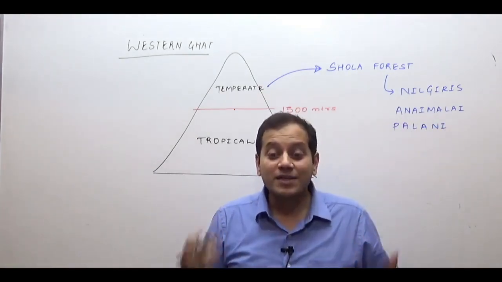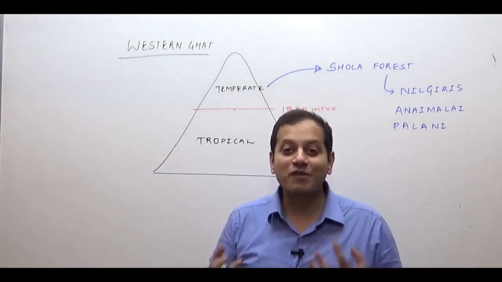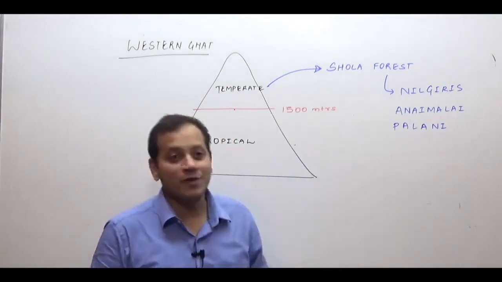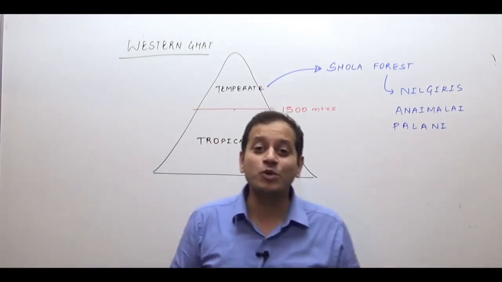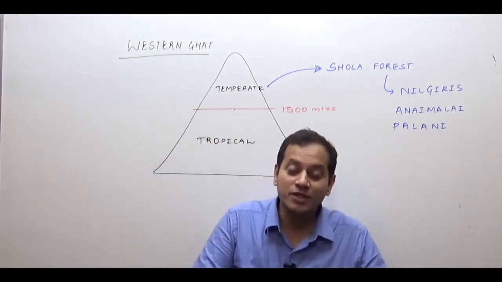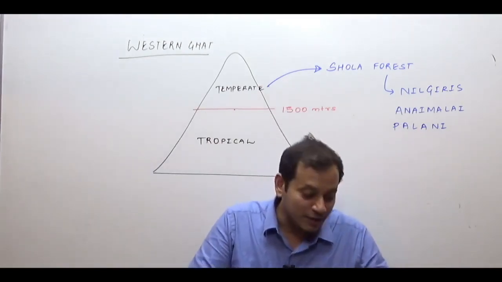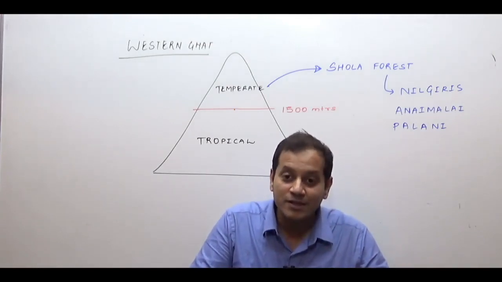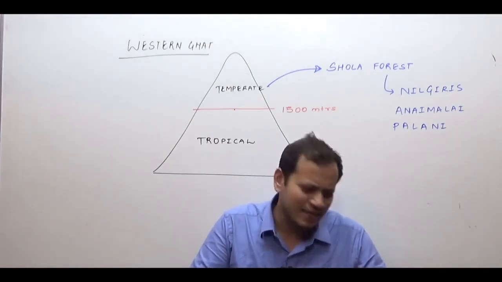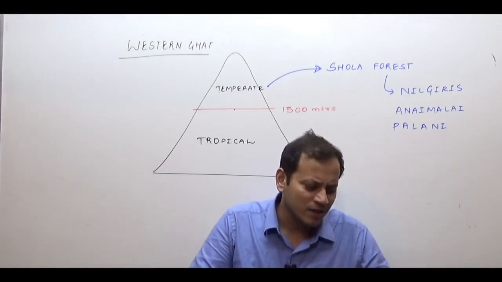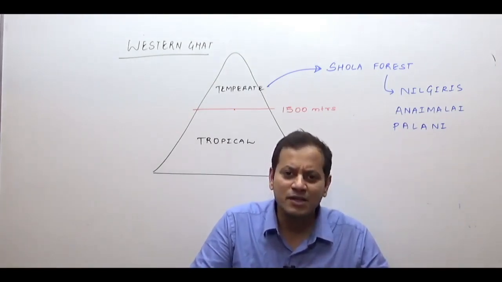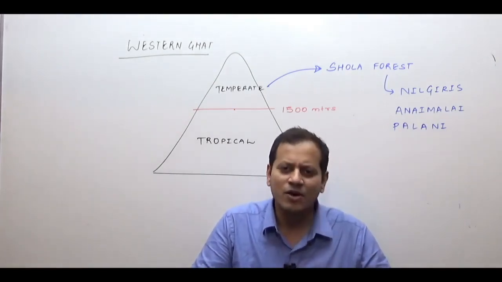So what are these Shola forests? The Shola forests are the temperate forests of the Nilgiris. This is the most common question in the UPSC. The temperate forest in the Nilgiris is known as what? But remember, they can substitute the Nilgiris with the southern hills or the Western Ghat region, where the temperate forest is known as Shola forest.